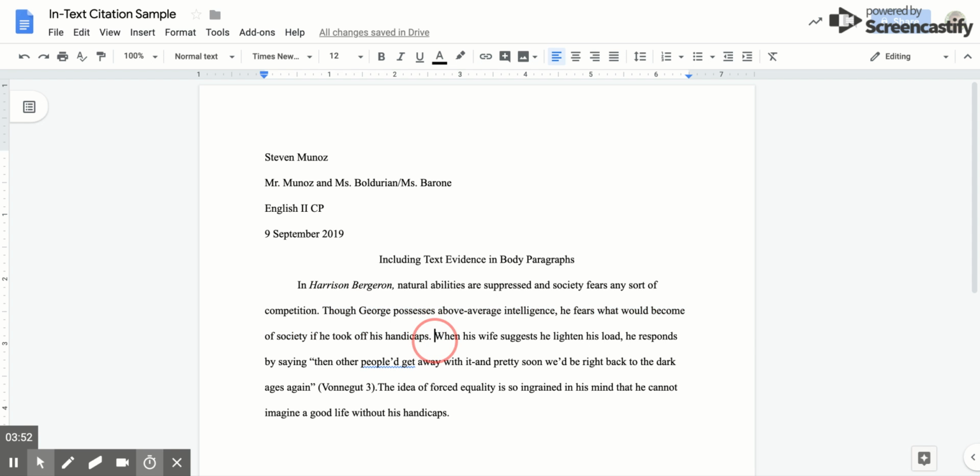Then we introduce the quote as part of a grander sentence instead of just dropping the quote in as its own sentence. And finally, we tie it back into our main idea. Now, if you're going to add another piece of evidence to this paragraph, this might be a transition sentence. This could be the conclusion sentence for the paragraph that transitions you into the next one, what have you. Okay.